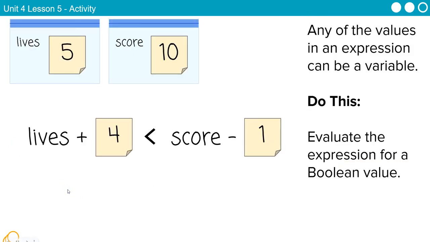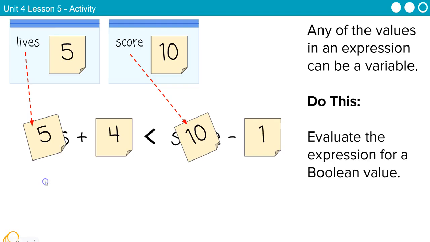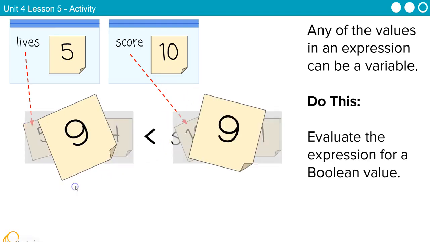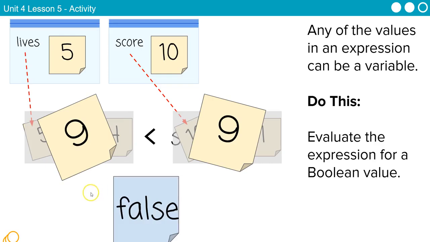Like I was saying earlier, we can combine this with our variables. In this case, we have the variable lives, which has the value of 5, and the variable score, which has a value of 10. We're saying is lives plus 4 less than score minus 1? We know lives is 5, score is 10, so we're saying is 9 less than 9. Again, 9 is not less than 9. 9 is equal to 9. So this expression will evaluate to false.